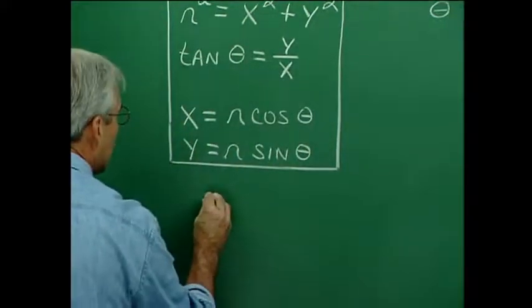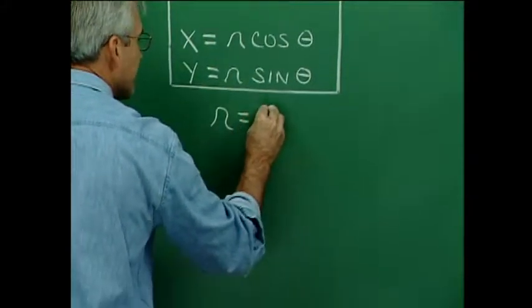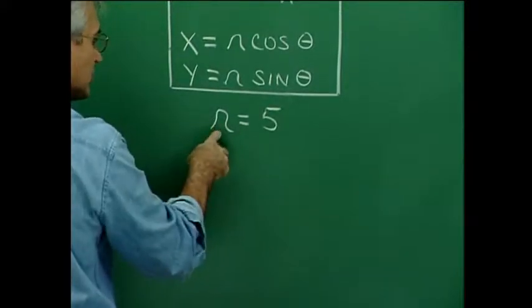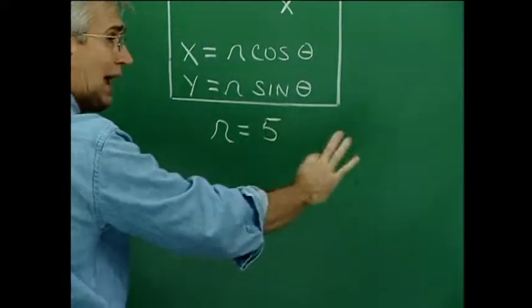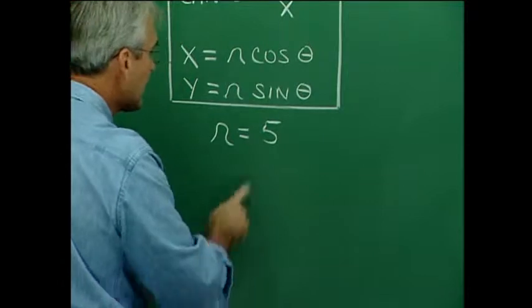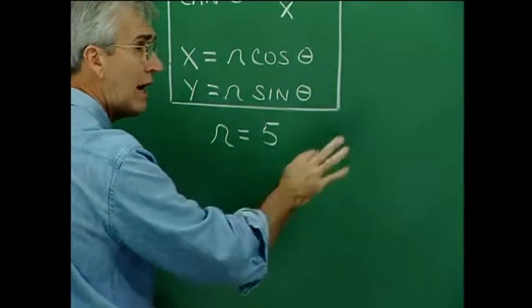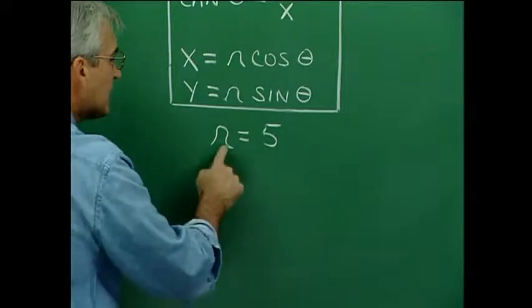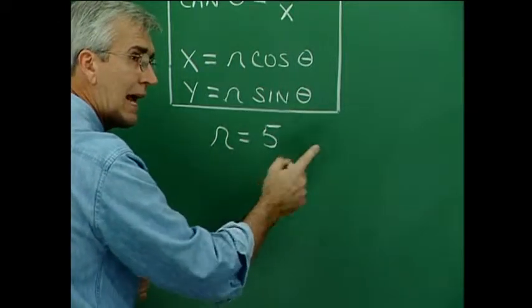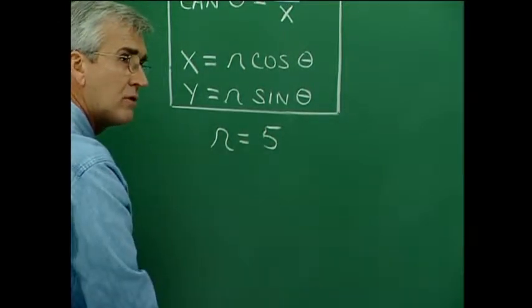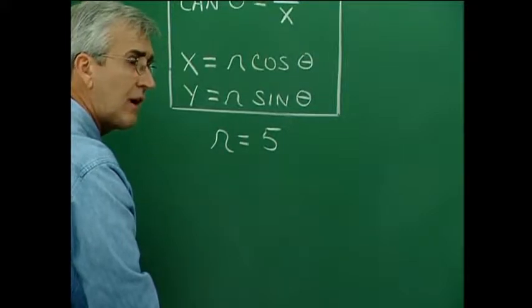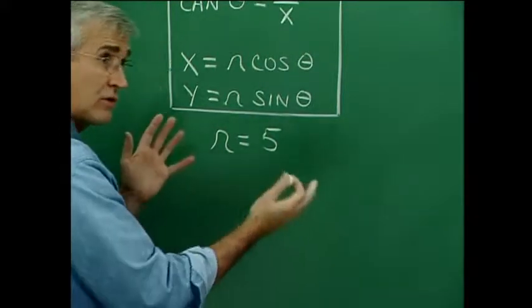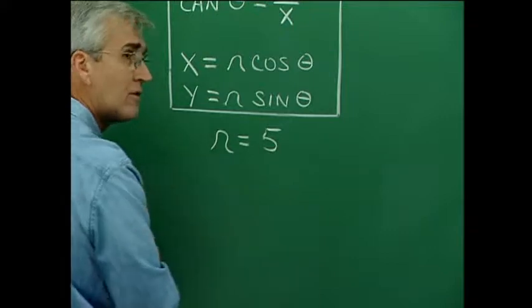How about just something like, oh, r equals 5? Now this is a distance of 5 and no angle is given. So it's a distance of 5 for every angle. A distance of 5 for every angle from the origin means every point that's a distance of 5. Oh, that's just a circle. You see, it's a circle whose radius is 5.